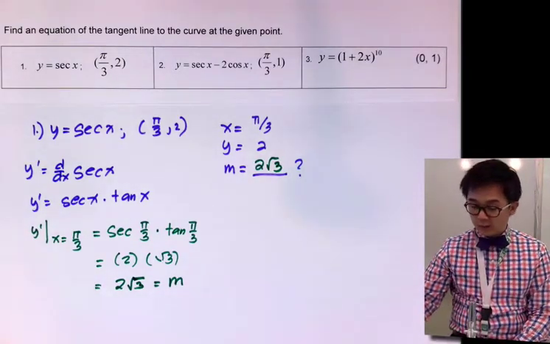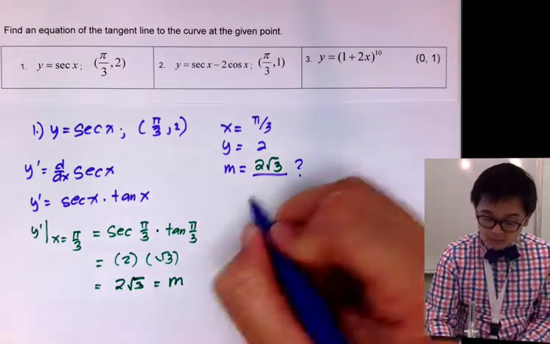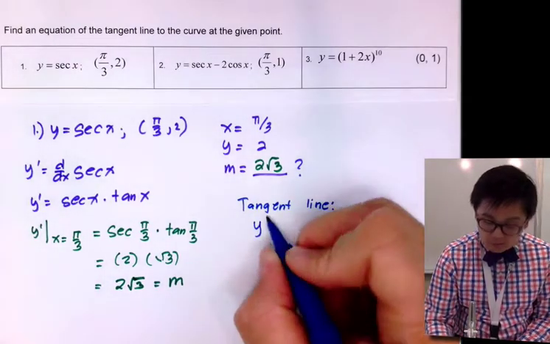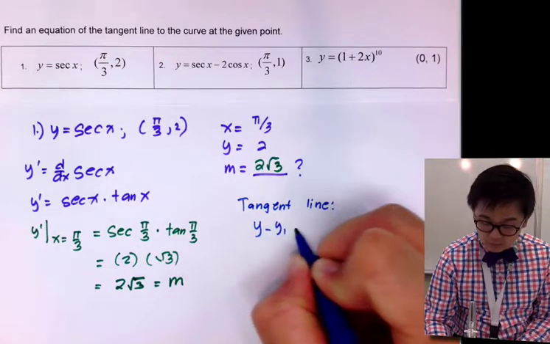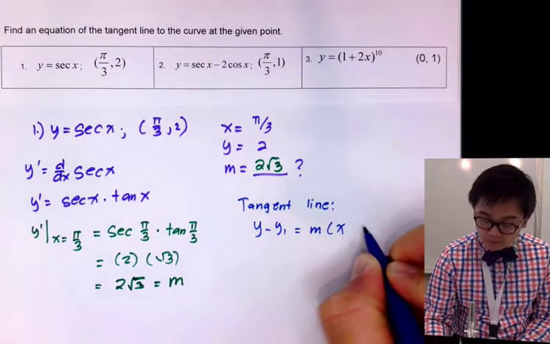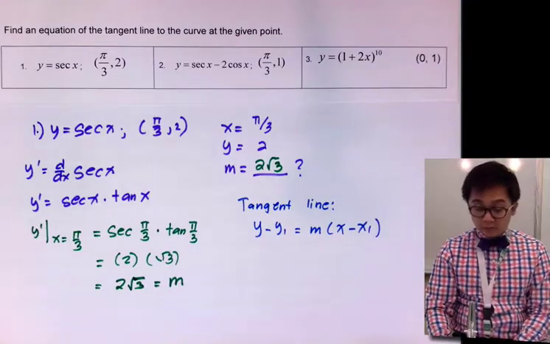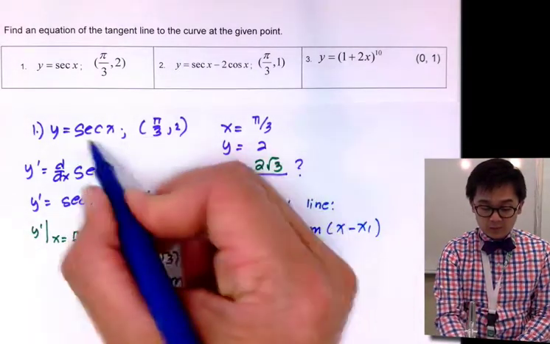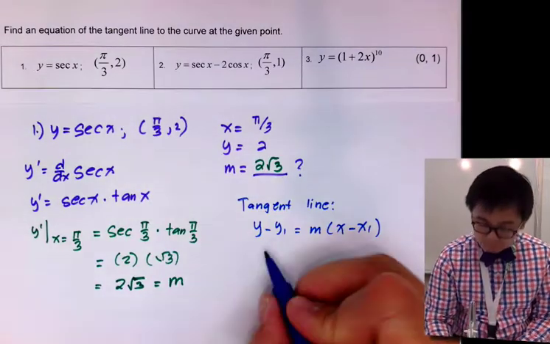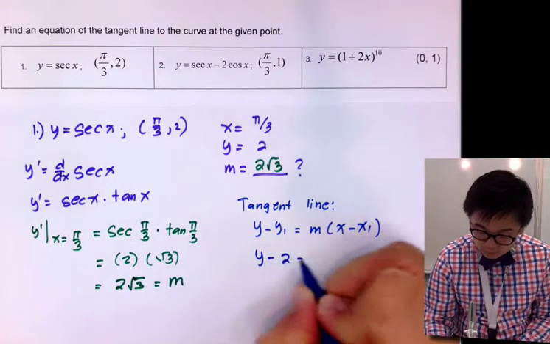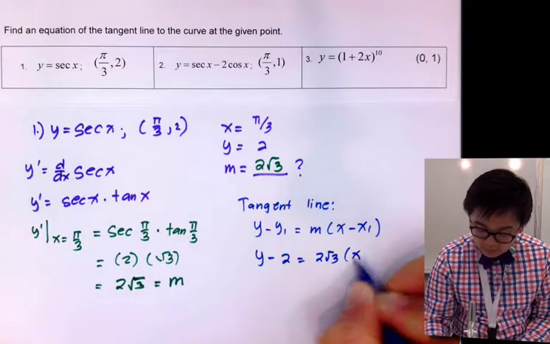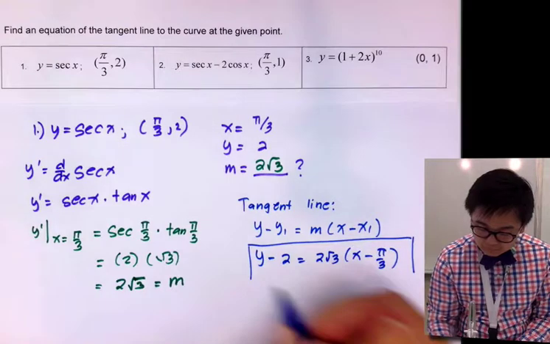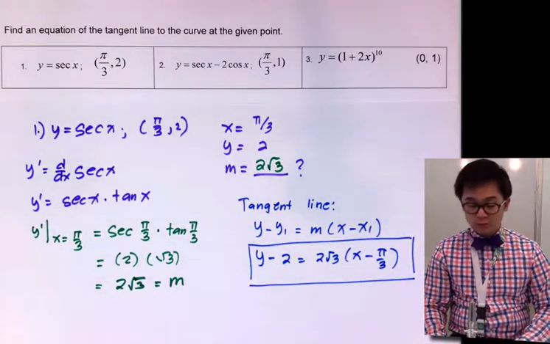Now we're ready to write the equation of our tangent line. The tangent line can be written using the point-slope form, which is y minus y sub 1 equals m times x minus x sub 1. By substitution, we'll be able to produce the tangent line of this particular function at the given point. So y minus 2 equals 2 square root of 3 times x minus pi over 3. And that is the answer for problem number 1.